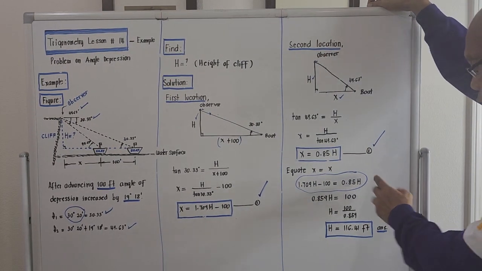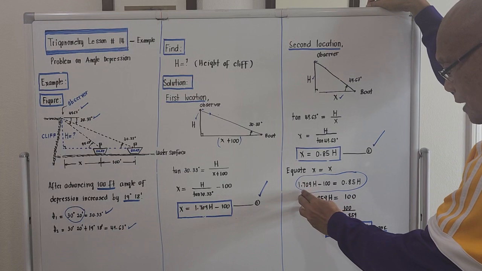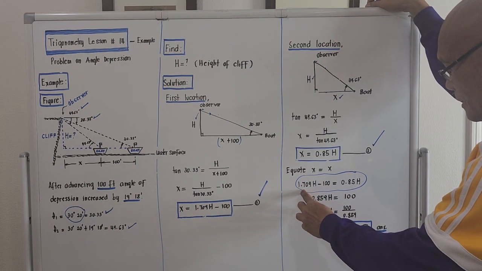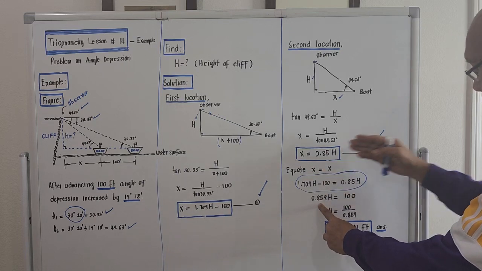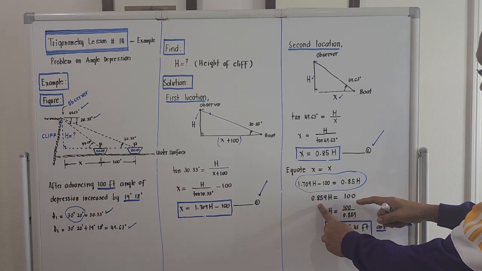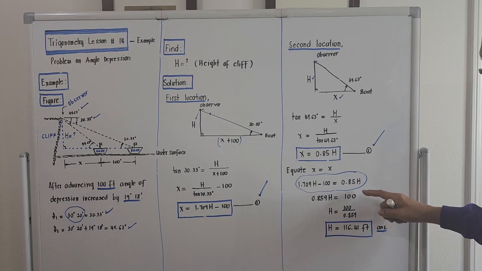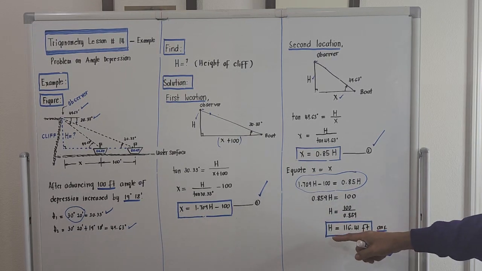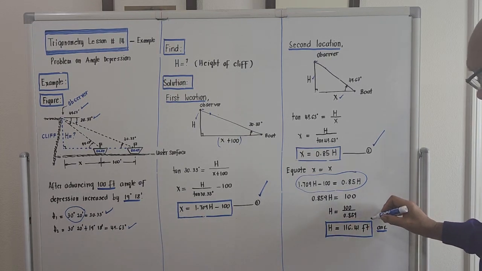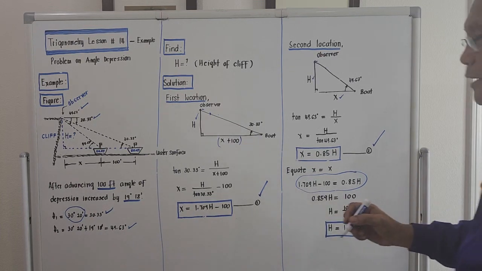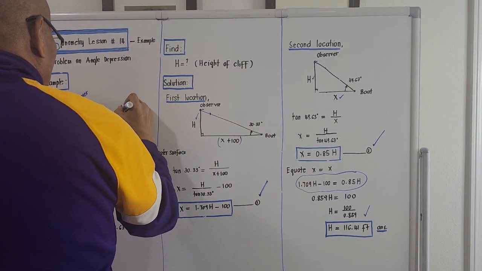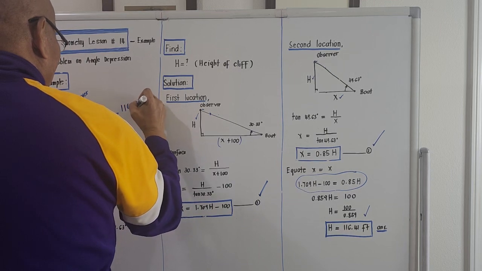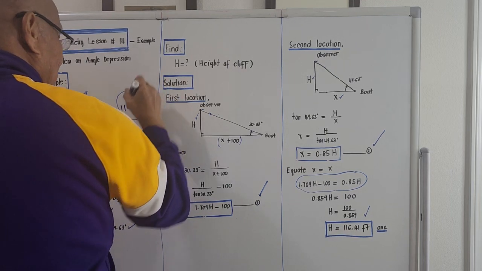We transpose this one to the left. We subtract that from 1.709. It will become 0.859, and we transpose this negative 100 to the right. It will now be 100. So h now will be 100 over 0.859, and the value of h is 116.41 feet. So the unknown height of the cliff is 116.41 feet.